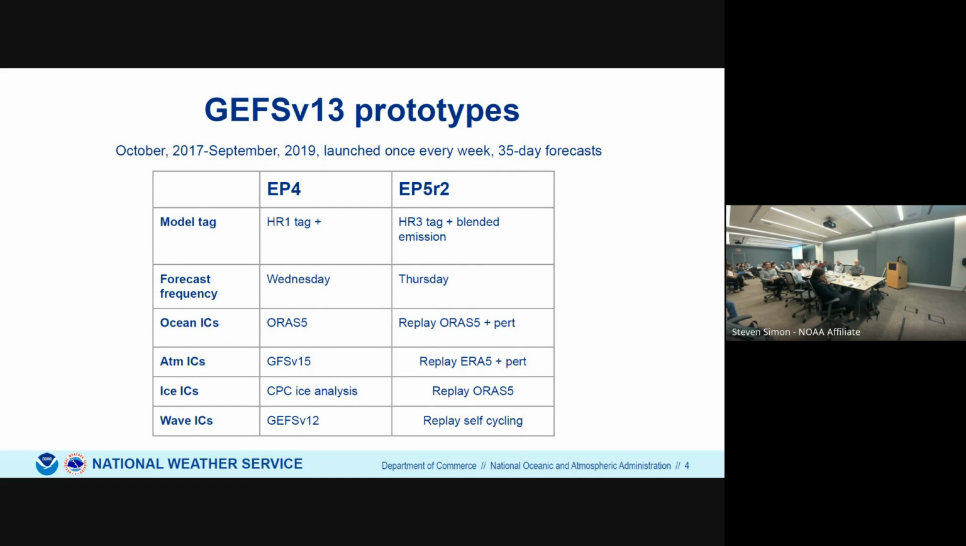It includes advanced model physics. And for the initial conditions in EP4, the ocean comes from ORAS5, atmosphere initial conditions from GFS v15, and ice and wave from CPC and GEFSv12. These are now replaced by new initial conditions in EP5R2. So you see differences in the forecasts resulting from both the updated model physics as well as the replaced initial conditions.